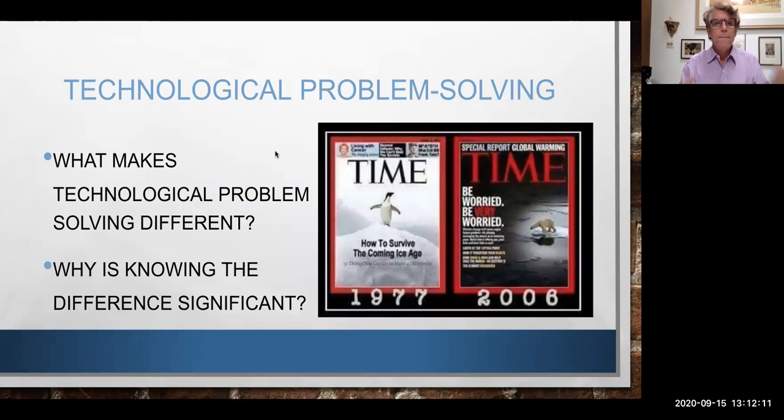Okay, what makes technological problem solving different? Why is knowing the difference significant? So here we have two articles from 1977, How to Survive the Coming Ice Age. This was the idea that ice ages might trigger relatively quickly or much quicker than anyone thought of in the past, and that we might be going into a mini ice age or something. Then in 2006, this is an article about global warming. You know, be worried that there's not going to be any ice left for polar bears.